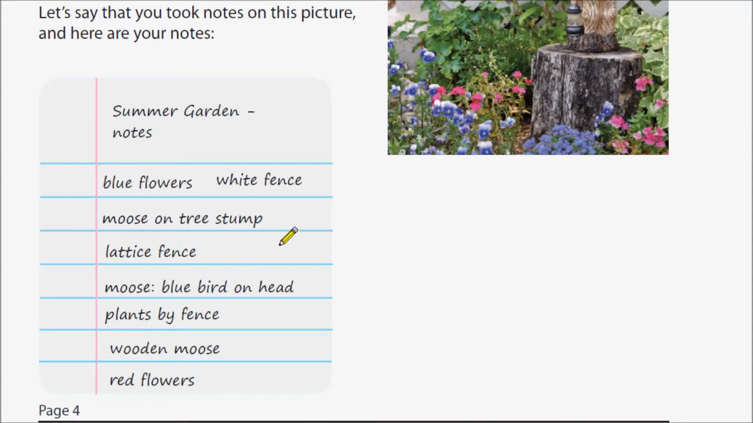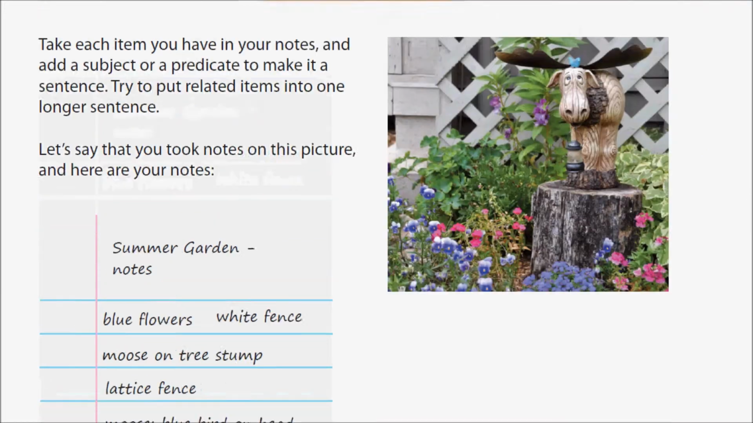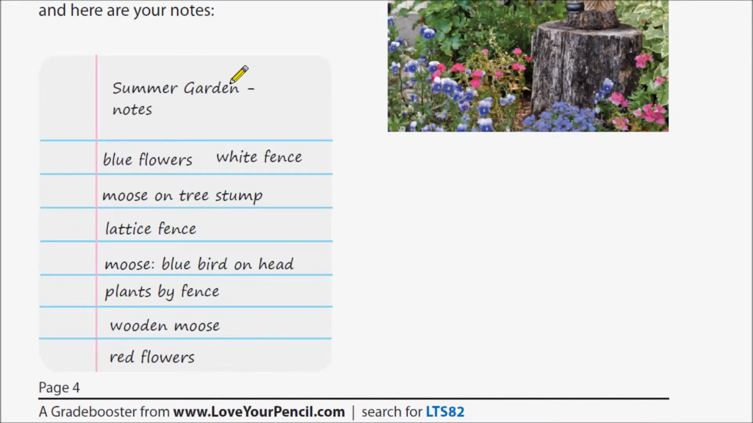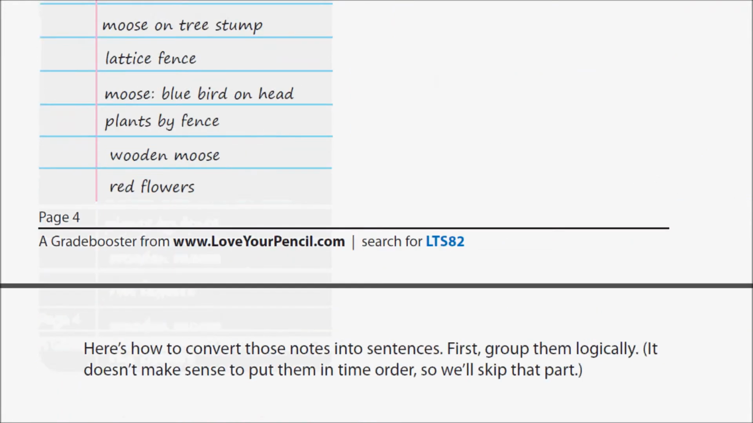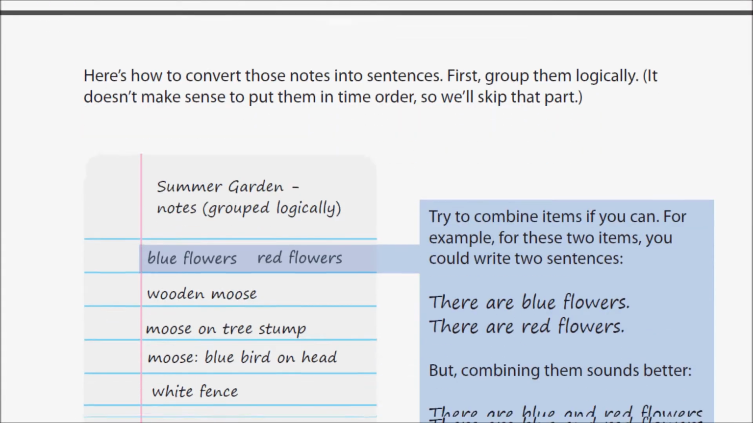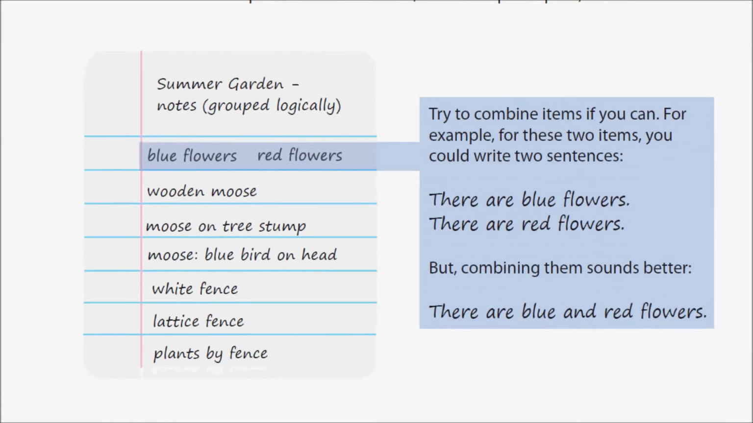You wrote all these notes down, and they're pretty good notes because let's say in a paper you're going to have to describe this picture. If you're going to describe this picture, this is a good starting point for your notes. Okay? And so here's how to convert them into sentences. First, you group them logically.